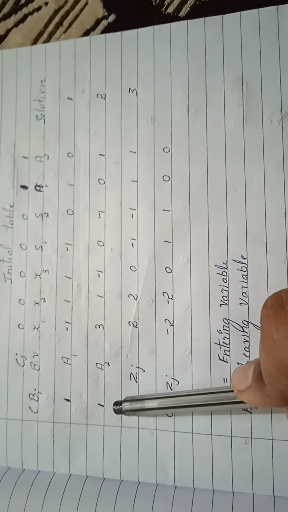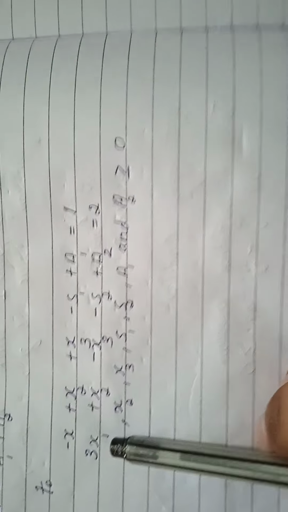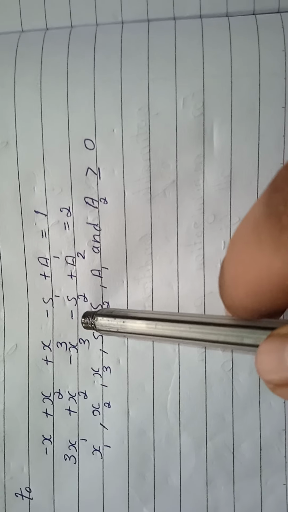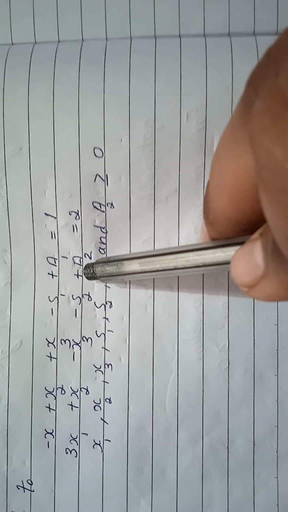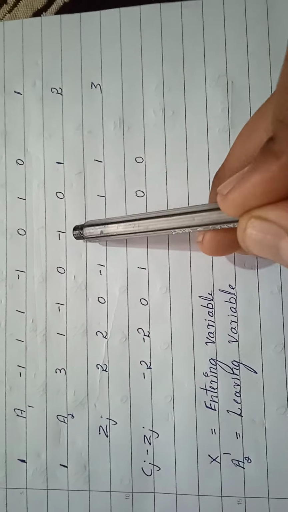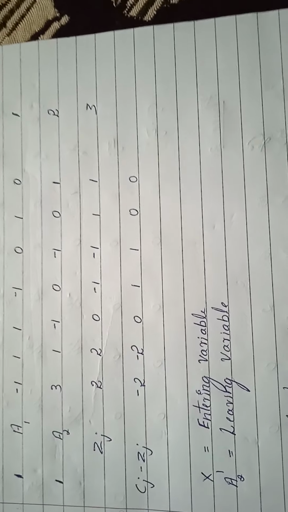For the second row, we do the same thing from the second constraint. The value of x1 is 3, x2 is 1, x3 is minus 1, s1 is 0 because we don't have an s1 variable, s2 is minus 1, a1 is 0 because we don't have a1 here, and a2 is 1. The solution is 2. You can see 3, 1, minus 1, 0, minus 1, 0, 1 and equals 2. I hope you got this point.